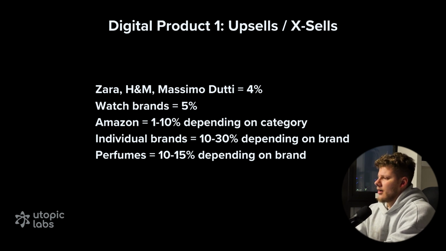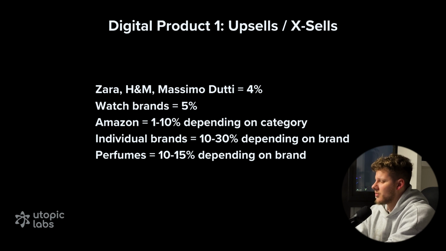Now, fourthly, we have individual brands. And obviously when it comes to drop shipping, when it comes to e-commerce, you can have anywhere from 10 to 30% depending on the brand, simply because they're really trying to push a bit more. They're maybe trying to get the brand out there. So they try to incentivize people a bit more. And then finally, we have perfumes. So anywhere from 10 to 15% depending on the brand.